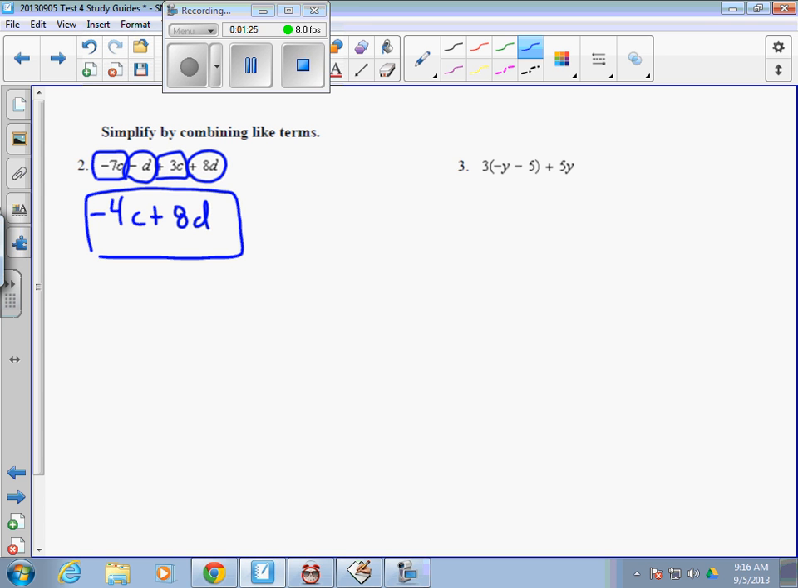Number 3, you need to distribute that 3 first. 3 times negative y is negative 3y. 3 times negative 5 is a negative 15. Bring everything else down, which is just plus 5y. And then do what you did for number 2. Combine like terms, negative 3y and positive 5y. 5 minus 3 is positive 2y minus 15.